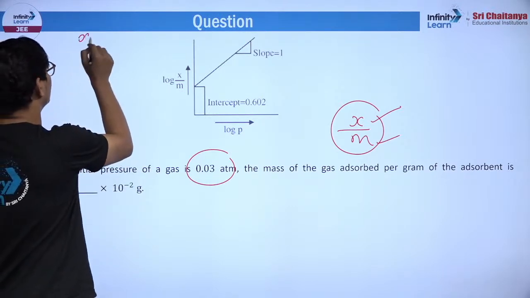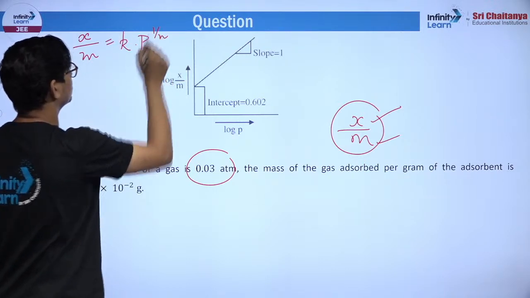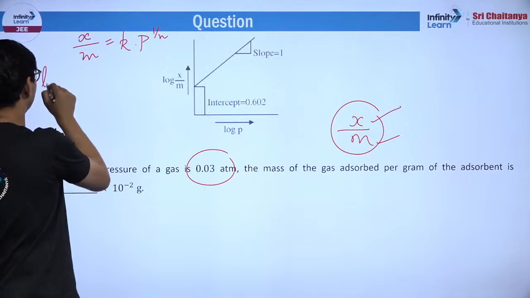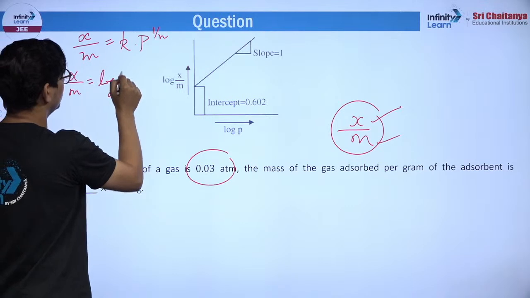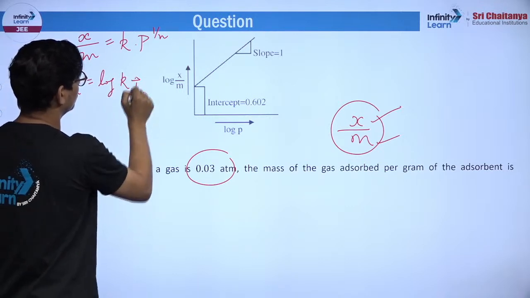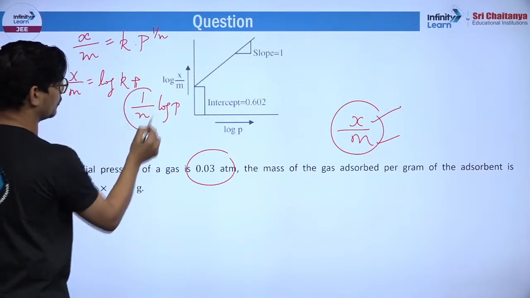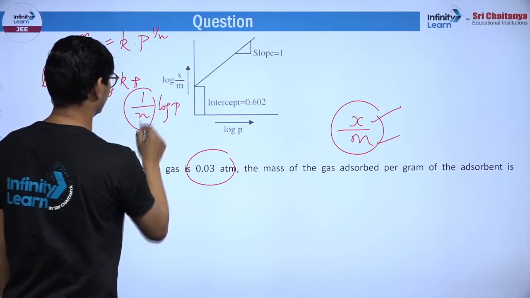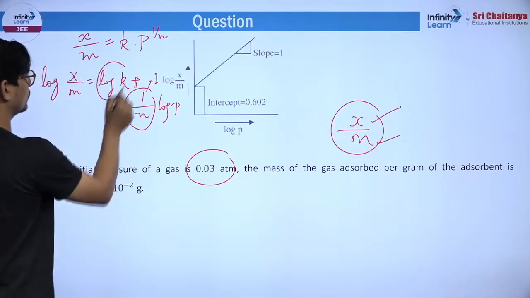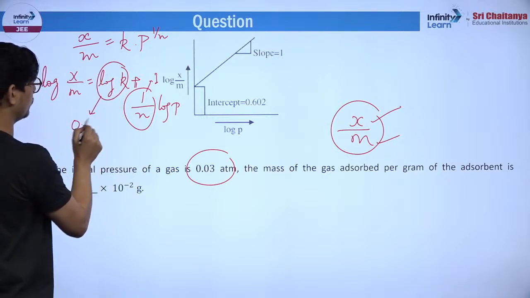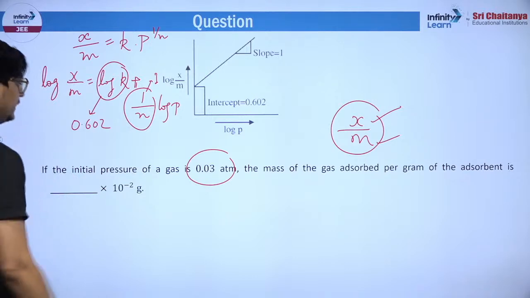तो यहाँ पे आप लोग को पता होगा जो Freundlich adsorption isotherm है, it is x by m equals k p to the power 1 by n. ठीक है, लोगरिथम लो इसका, तो ये हो जाएगा log x by m is equal to log k plus 1 by n log p. तो स्लोप कितना होगा? 1 by n विच इज 1, तो मतलब n 1 हुआ, स्लोप 1 हुआ. इंटरसेप्ट होगा log k, इंटरसेप्ट है हमारा 0.602, दैट इज log k. ठीक है, ऑल राइट, लेट अस फाइंड आउट.